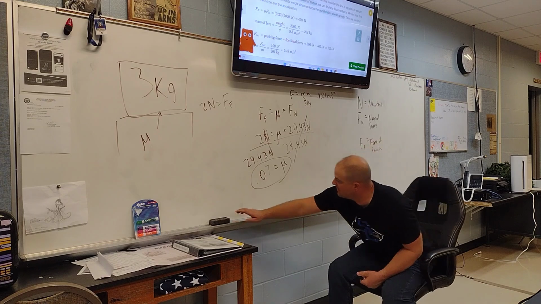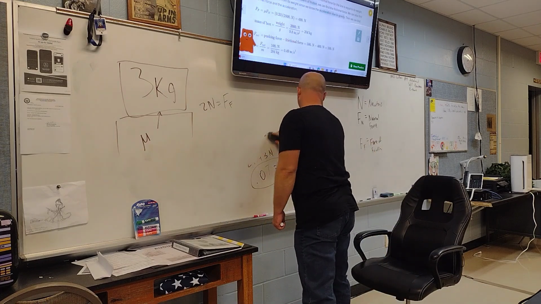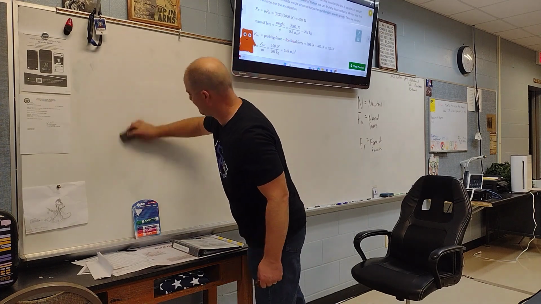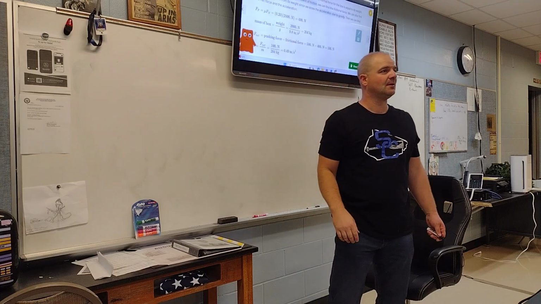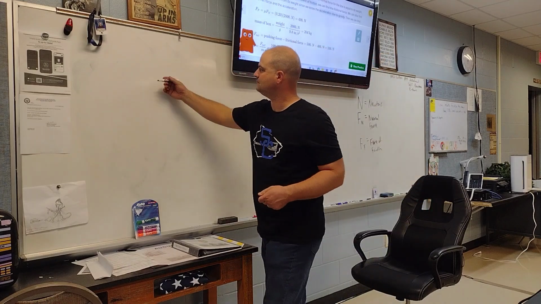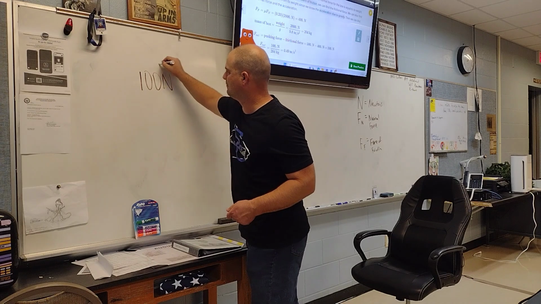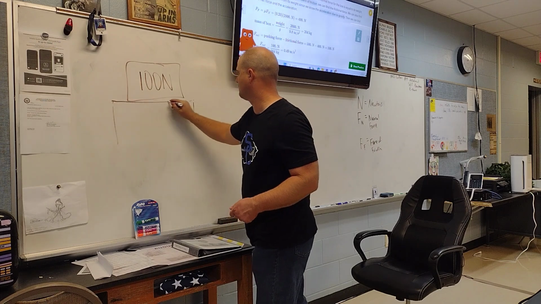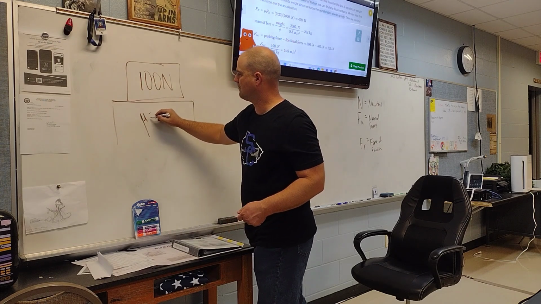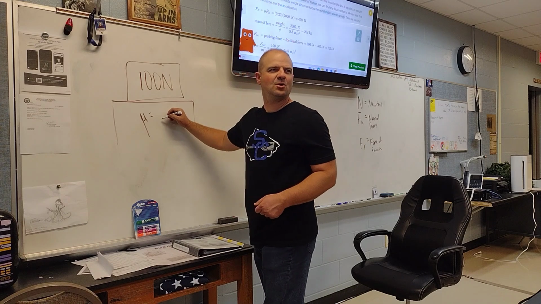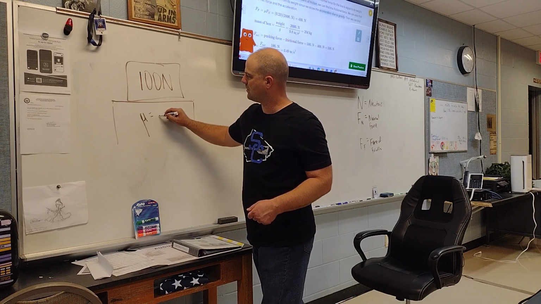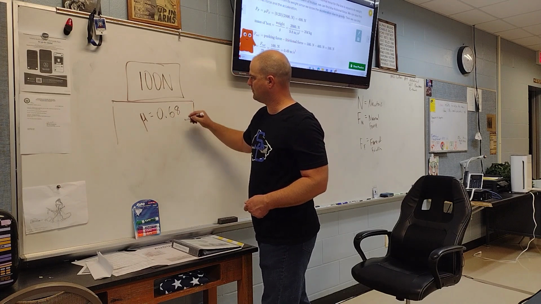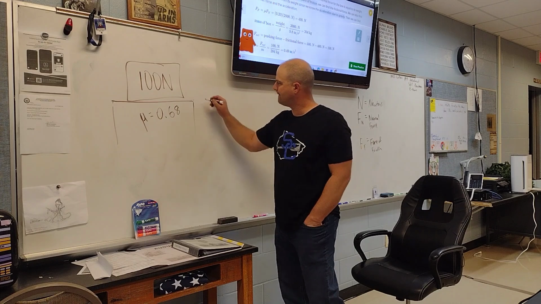Let me know if you get another one. Oh, you got one? Yeah. If a 100-newton block is resting on a steel table with a coefficient of static friction, μs, equal to 0.68, then what is the coefficient of friction? The coefficient of static friction, you know that weird looking thing, is 0.68.